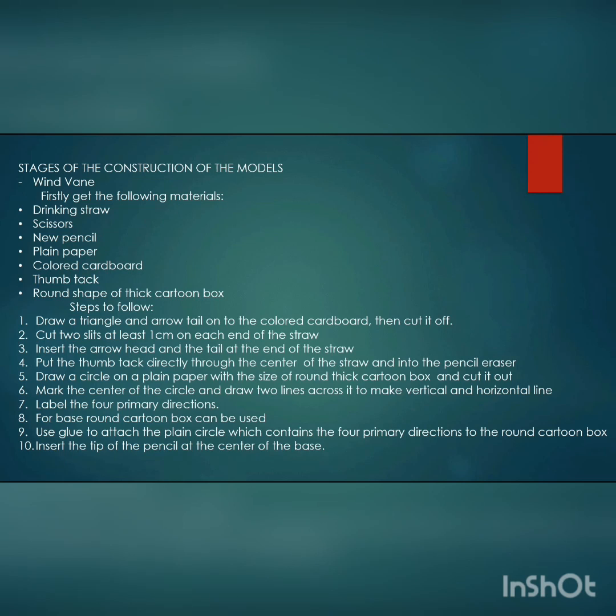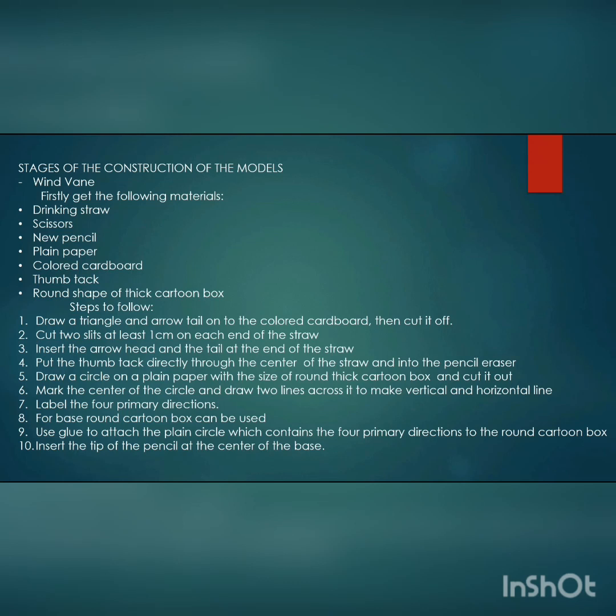Steps to follow. Draw a triangle and arrow tail onto the colored cardboard, then cut them out. Cut two slits at least 1 cm on each end of the straw. Insert the arrowhead and the tail at the ends of the straw. Put the thumbtack directly through the center of the straw and into the pencil eraser. Draw a circle on plain paper the size of the round thick carton box and cut it out.